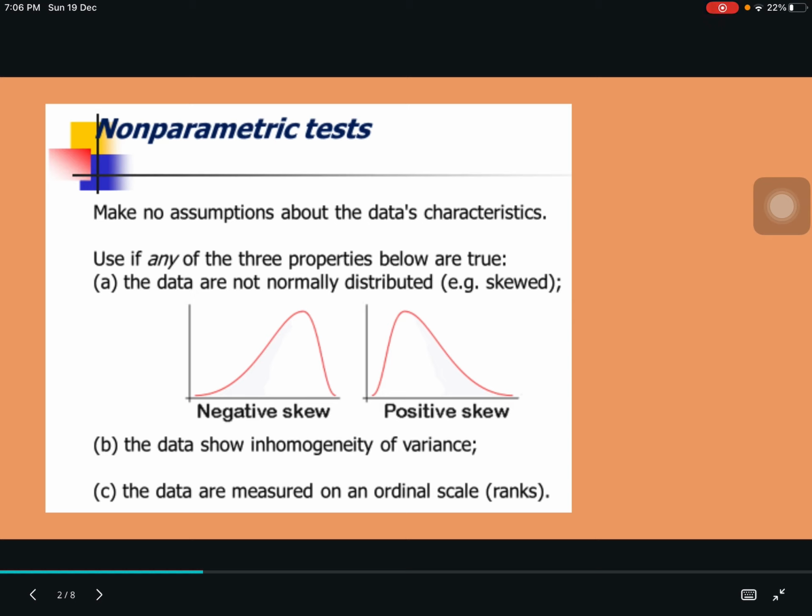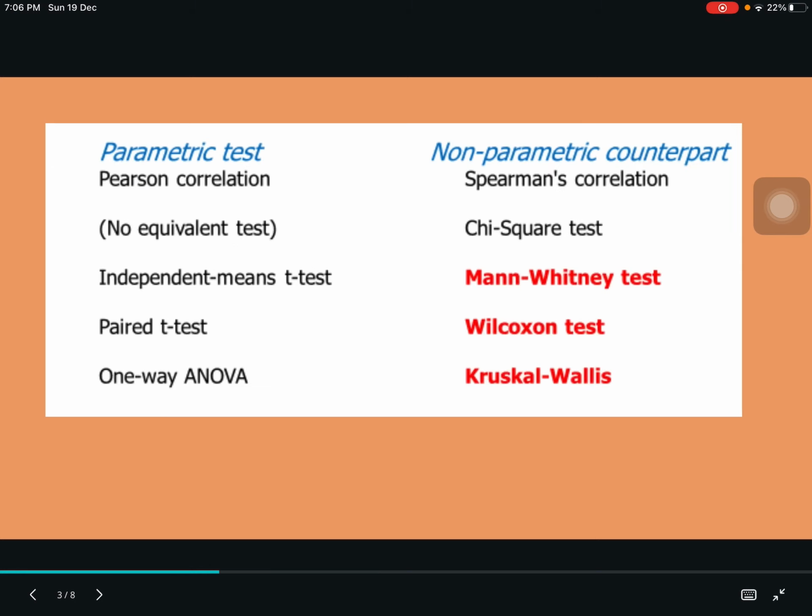And then when the data is in an ordinal scale, ataupun both are in ordinal scale, ataupun one of it is in categorical, then we have to use the non-parametric test. Okay, this we have covered before. So kalau Pearson correlation, the parametric test, to use for the substitute of Pearson when the data is not normally distributed, then we can use the Spearman.